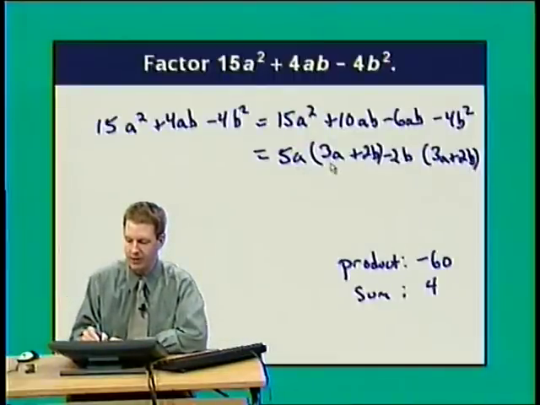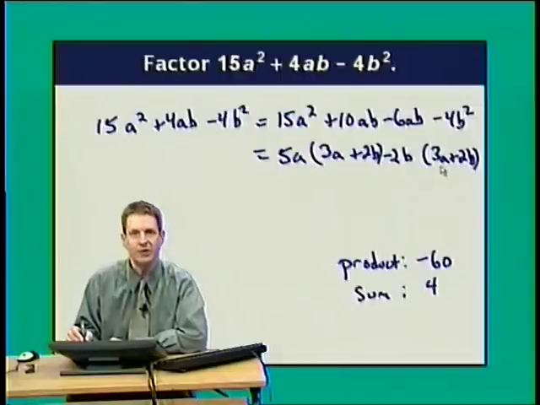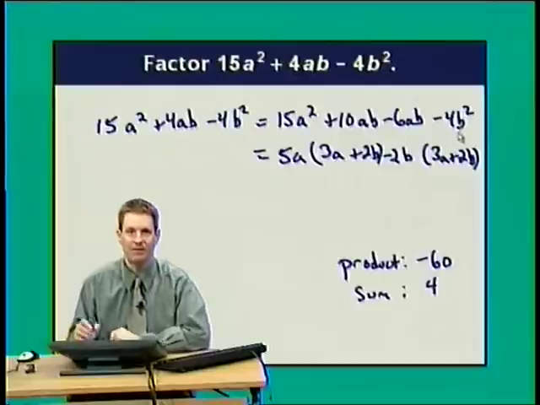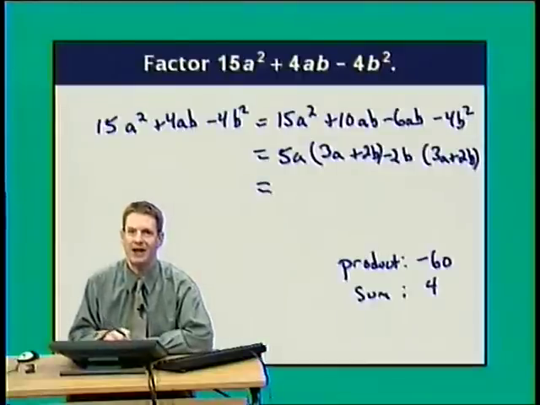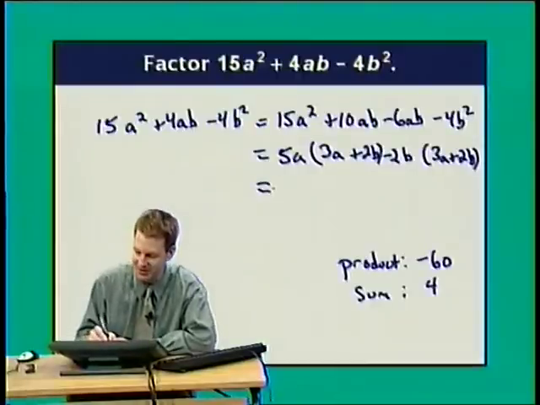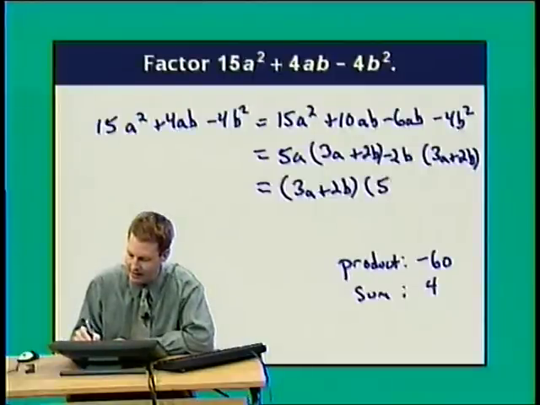5a times 3a is 15a squared. 5a times 2b is plus 10ab. Minus 2b times 3a is minus 6ab. And minus 2b times plus 2b is minus 4b squared. I was successful. I also have a common binomial factor to my two terms, 3a plus 2b, and when I factor that out, I leave behind 5a minus 2b.